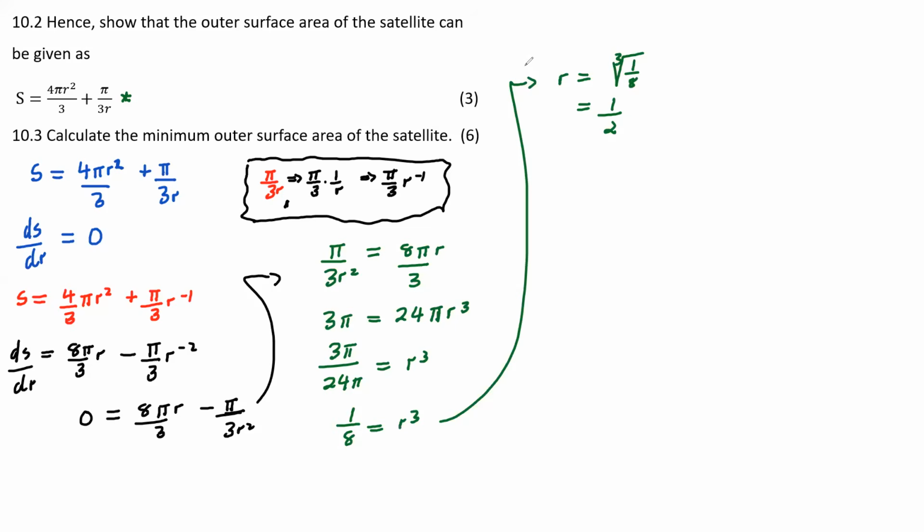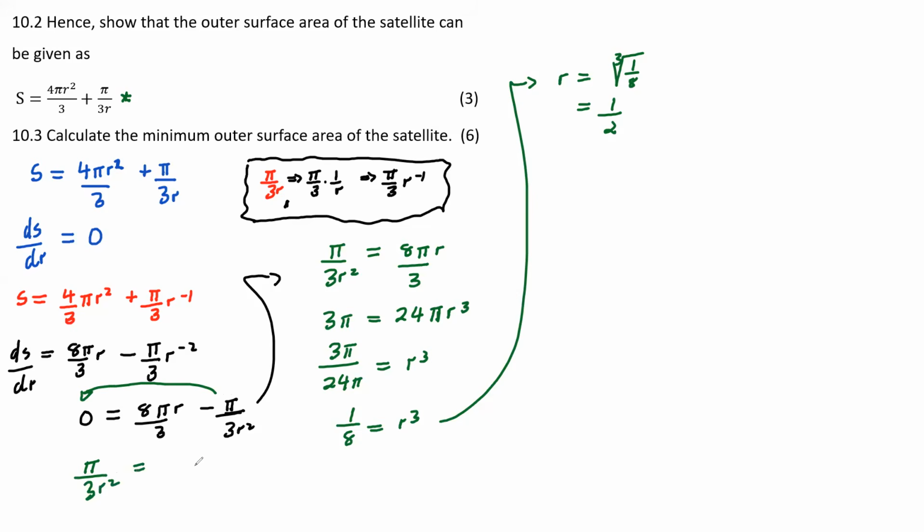All right. The green part, I just took this to the other side. That's all. I took this, it made it into pi over 3.